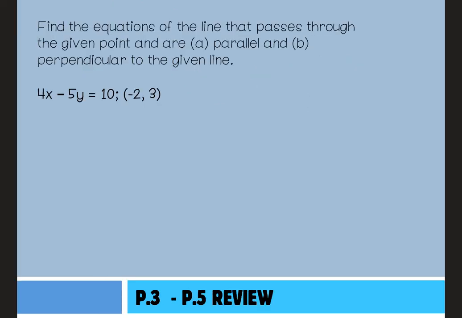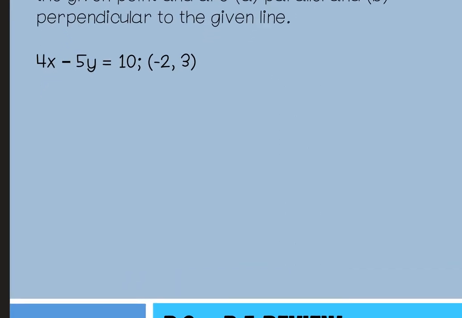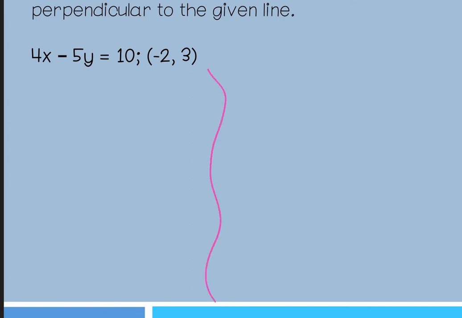All right, this one said, find the equation of the line that passes through the given point that are A parallel and B perpendicular to the given line. So again, this is two parts. A is the parallel part, B is the perpendicular part. So from that first line, this equation here, all I want is its slope. Shortcut is negative A over B. So negative 4 over B, which is negative 5, means the slope of that line is 4/5.